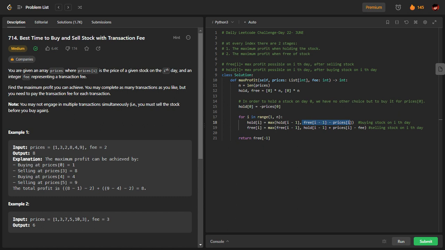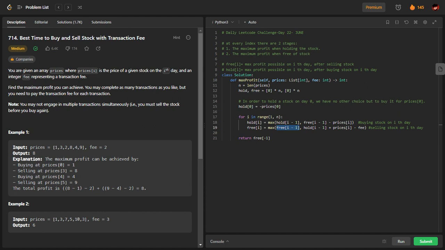Next comes the free of I. Again, the same thing. Free of I basically refers to freeing the stock, whichever thing I'm holding. If I'm holding, I'm going to free it. Again the same case comes here: this is the case where we are trying to not do anything. We are just trying to maintain the situation as it is, make a standstill.